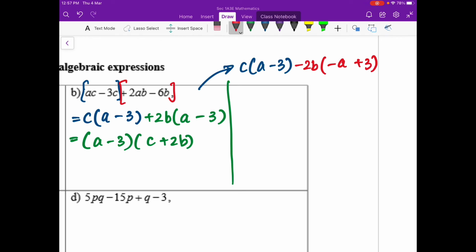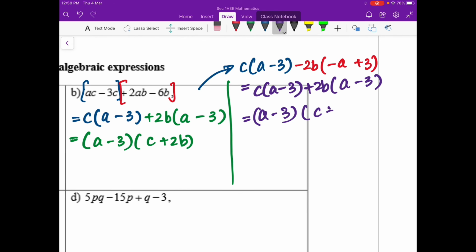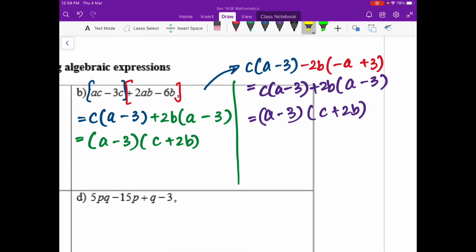So you know that they are quite similar, but the sign is different. So you need to apply the change of sign again. In this case, we end up with C times A minus 3, then negative 2B becomes positive 2B, then A minus 3. And we get the same answer, A minus 3, C plus 2B. That is why I'm saying that whether you factorize out positive 2B or negative 2B, they are both okay, just that one will be longer than the other.